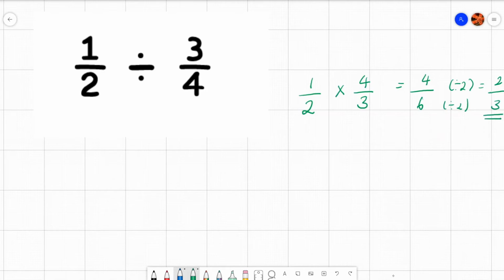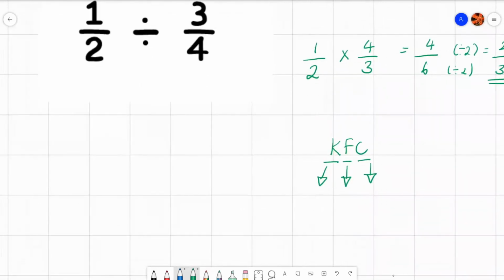Okay. Sometimes this method is known as the KFC method. You keep, flip, and change. So you keep the first fraction the same, you flip the second fraction, and you change your sign. So you change the divide to a times. Okay, so you can remember that if you have to.